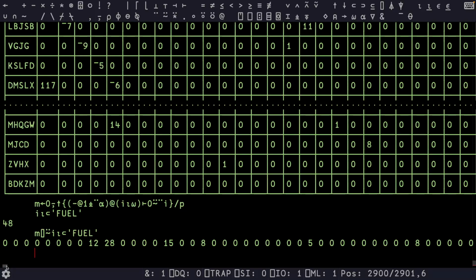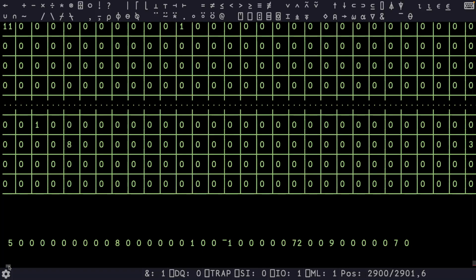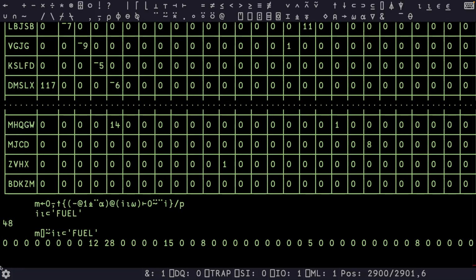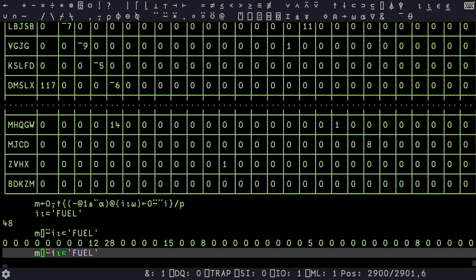So yeah, it looks like it takes 12, 28, 15, et cetera, et cetera. And we should have a -1 here, which denotes that this reaction produces exactly 1 fuel. And then we can run a function on this.